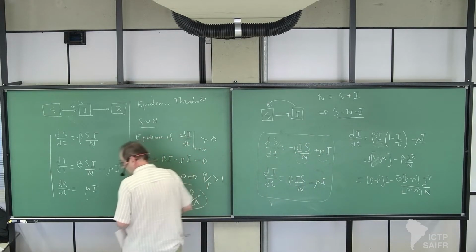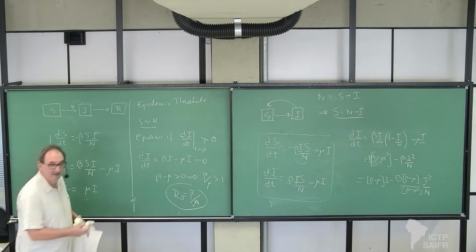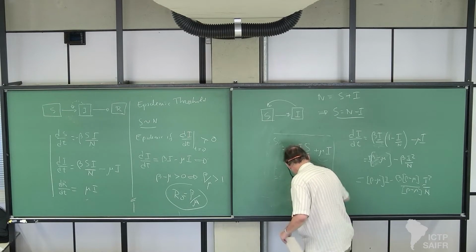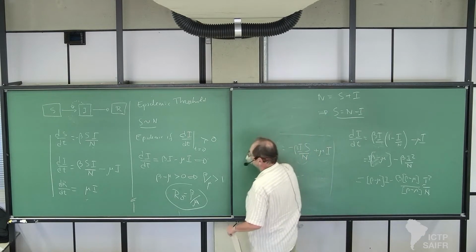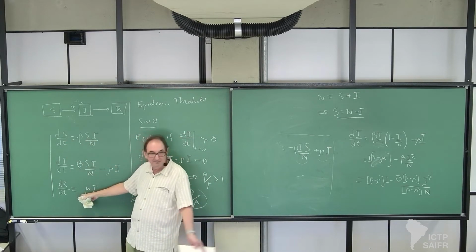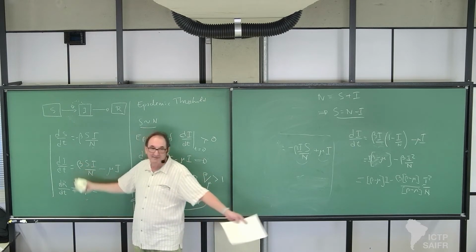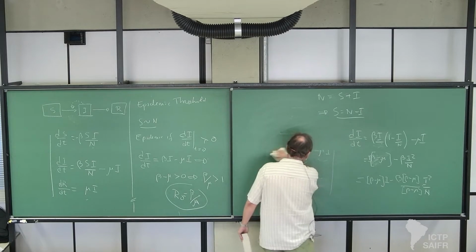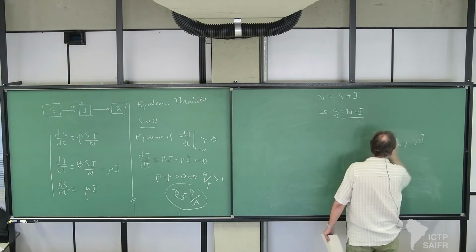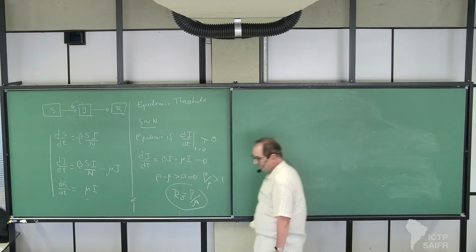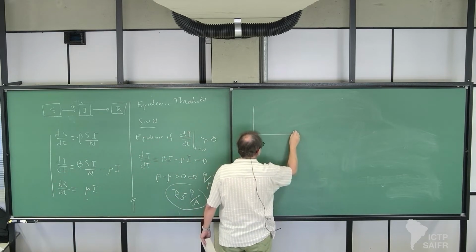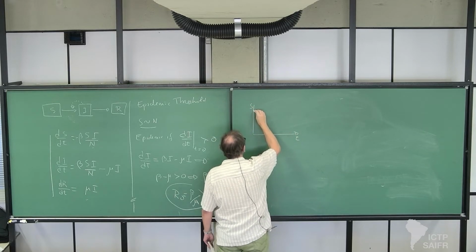Now you may want to have a look at the solutions. Something that you can immediately see is that the derivative of S is always negative, it can only decrease, and this one can only increase. And this one can have increase and decrease. So you will have something like this in time. S will decrease.